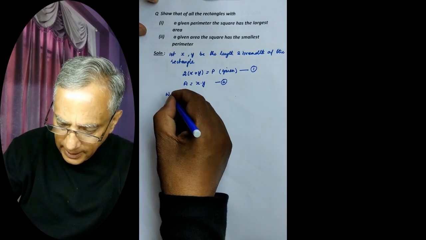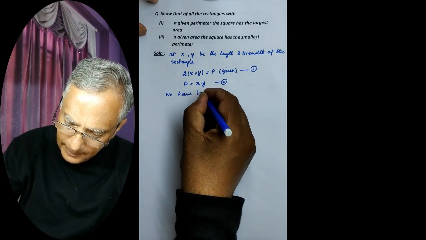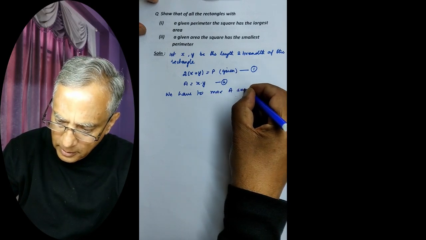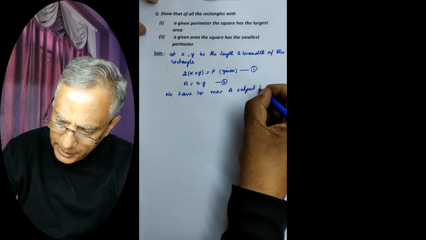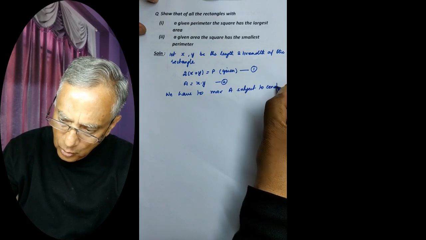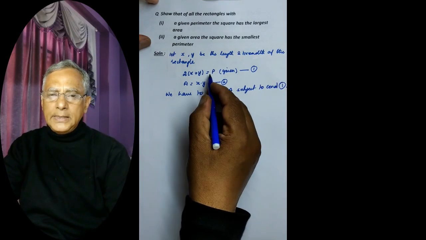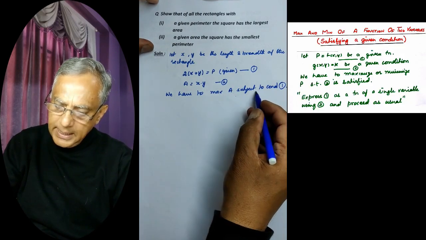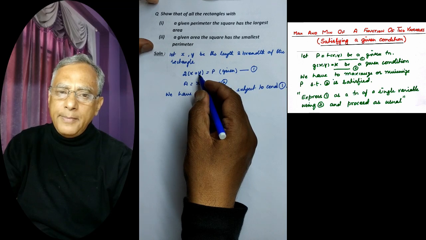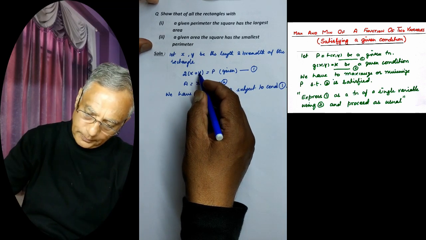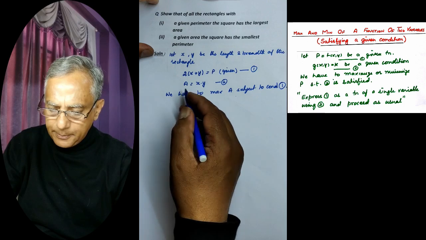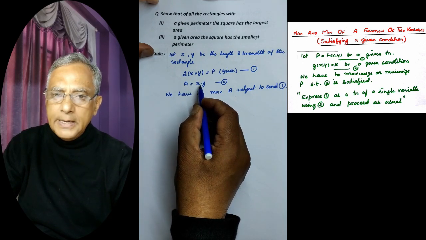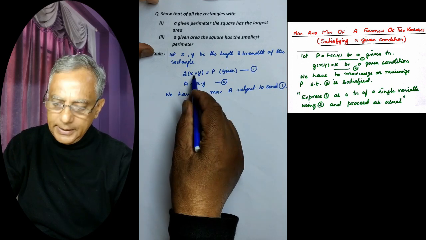We have to maximize A subject to condition 1, that the perimeter remains fixed. So first of all, we will express this function, which is a function of two variables, as a function of a single variable using this condition.